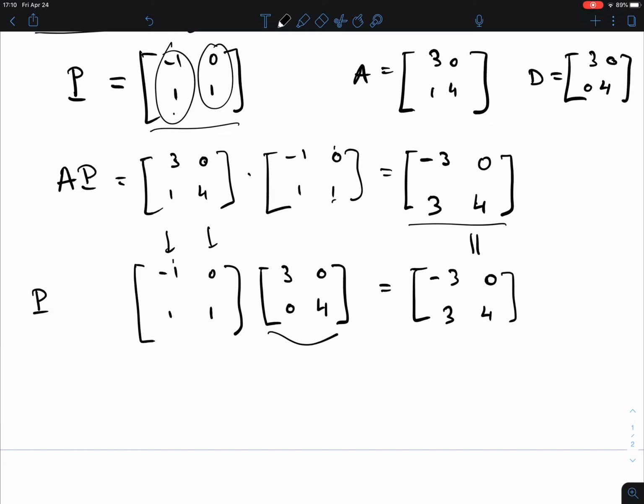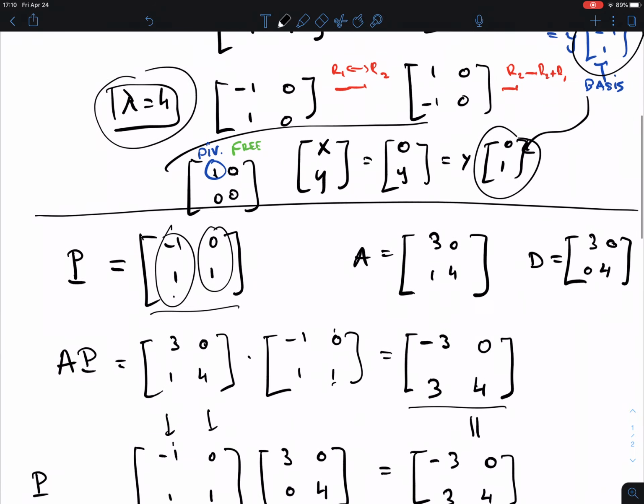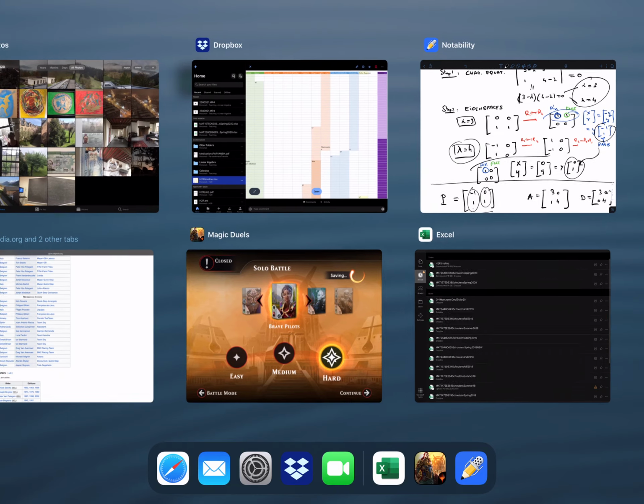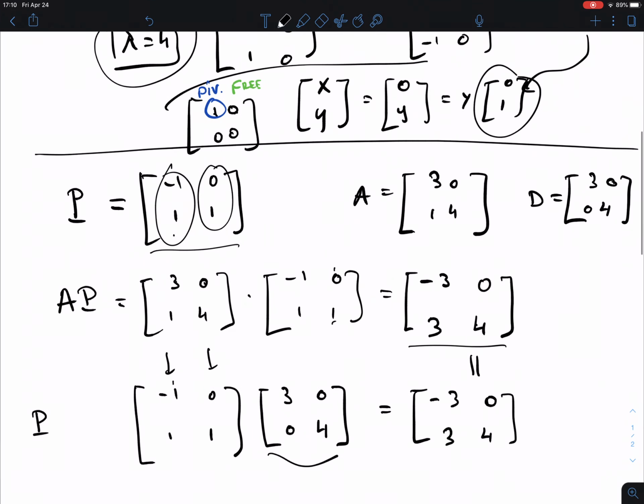Now you say, oh, I see, you just deleted one. No, no, no. This matrix is, first of all, a diagonal matrix.